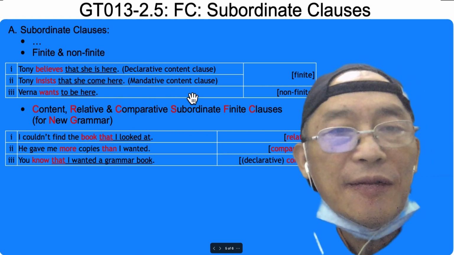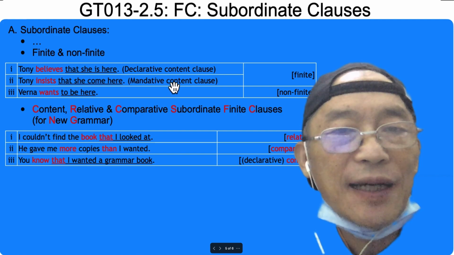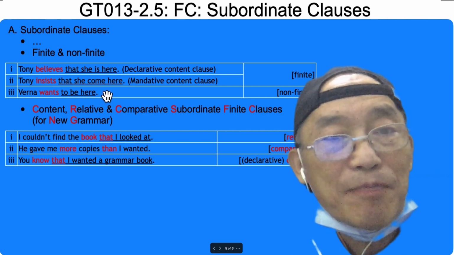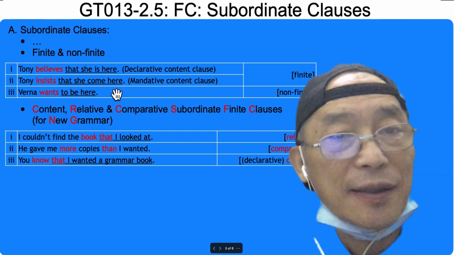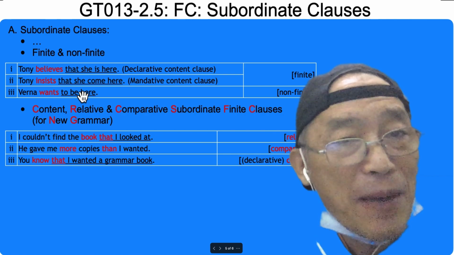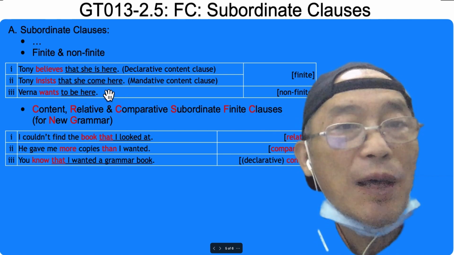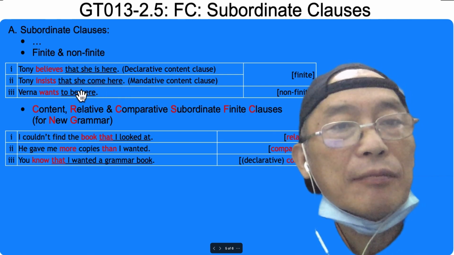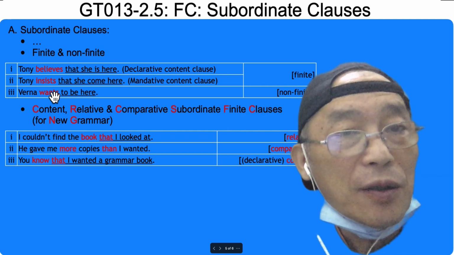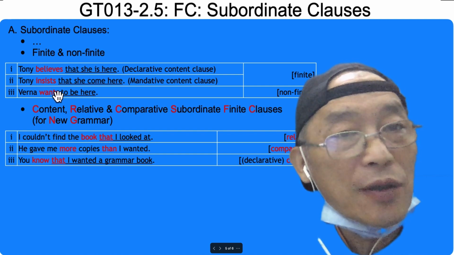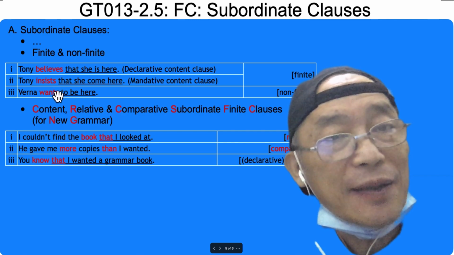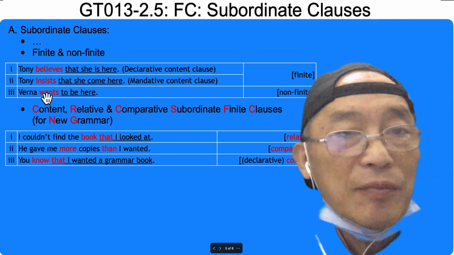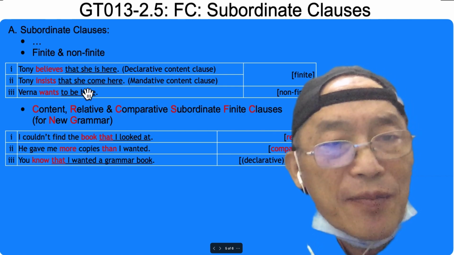So finite and non-finite, let's check. For finite, declarative content clause and mandatory, yeah, let's check. Yeah, it's a plain type verb, no S here. So it's a mandatory content clause. For mandatory content clause, you must use that. And for the main verb, you can use mandatory verb, or you can use this verb. This verb can take mandatory or non-mandatory. So this verb can also take non-mandatory.